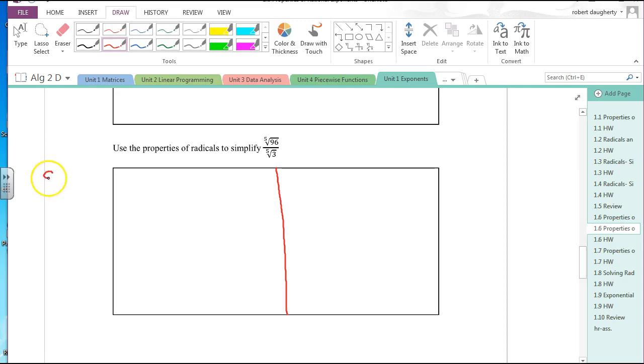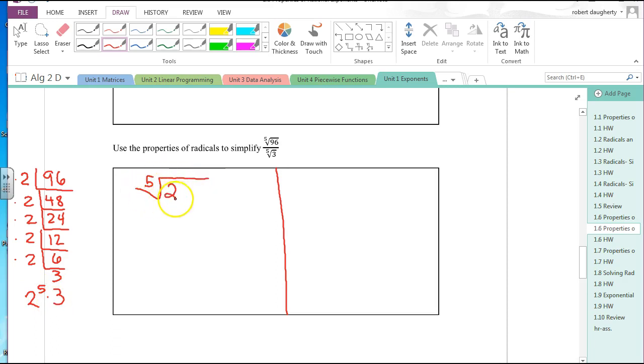So if I look at that, 96, when I am taking the fifth root, I want to organize something to the power of 5. I know that 96 is divisible by 2, so that gives me 48. That's divisible by 2. 24 is divisible by 2. 12 is divisible by 2. And 6 is divisible by 2. Now, taking the fifth root, I count 1, 2, 3, 4, 5. So this is 2 to the fifth times 3. So I can write this as the fifth root of 2 to the fifth times 3 over the fifth root of 3.